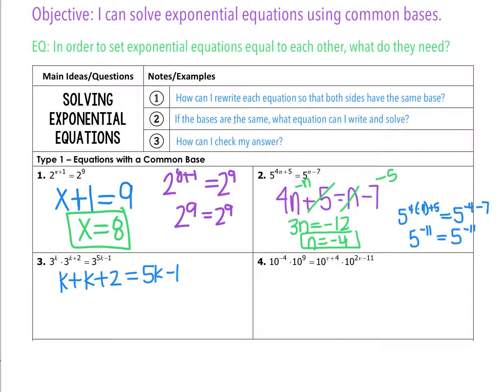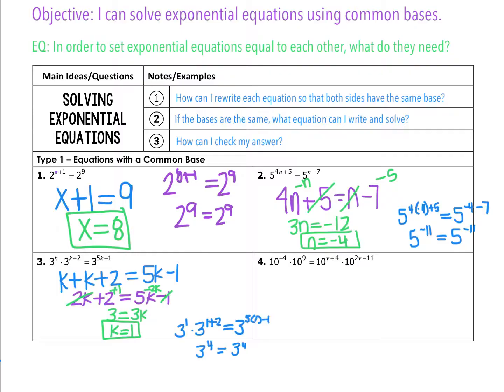So the first rule that we're talking about here is that when the bases are the same, I add the exponents. So the equation that I end up writing is k plus 2 equals 5k minus 1. So go ahead and pause the video, solve, and check your answer. All right, so when you solved it out, you should have ended up with k equals 1.